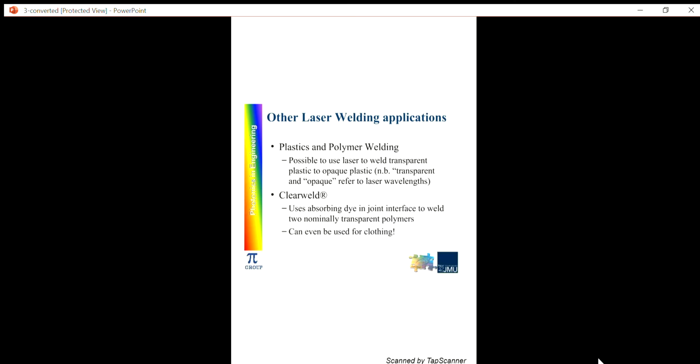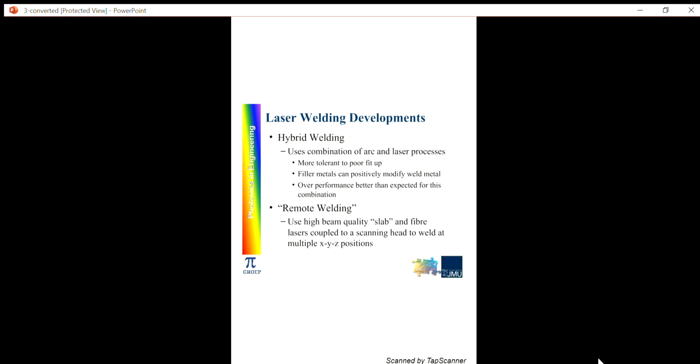The welding application of laser. Plastic and polymer welding: it is possible to use laser to weld transparent plastic to opaque plastic. Clear weld uses an absorbing dye at the joint interface to weld two nominally transparent polymers, and can even be used for clothing.